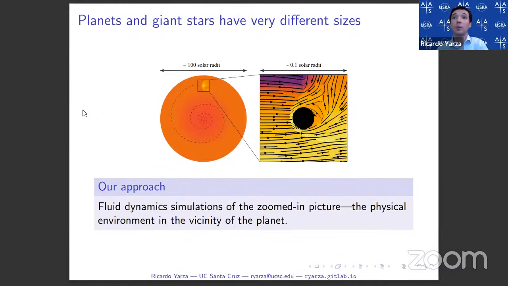So just to recap, what we did was taking planetary engulfment, which is a complex process that occurs at multiple scales and is depicted on the left half. And we zoom in and just look at what the physical environment around the planet looks like and what it can tell us about engulfment.